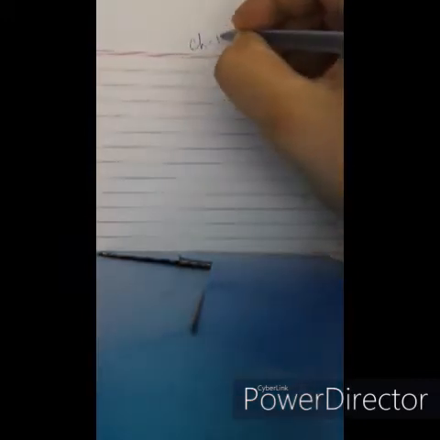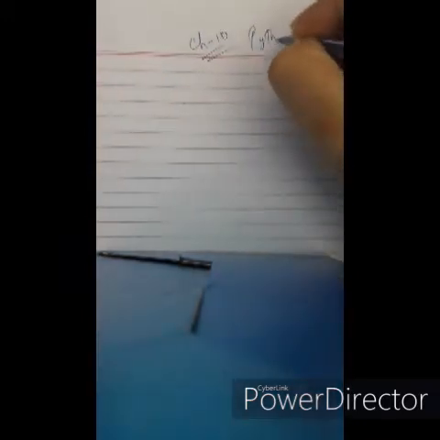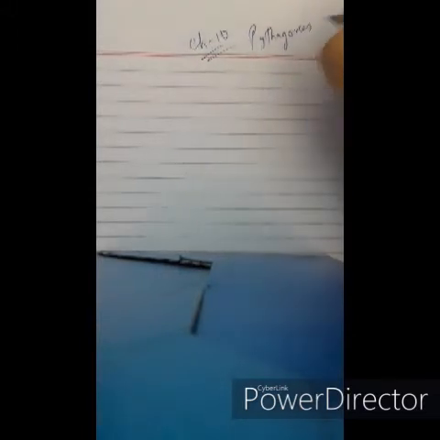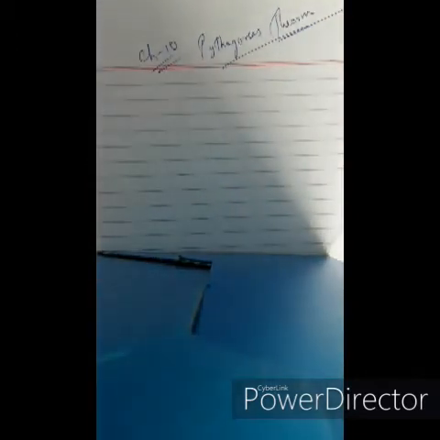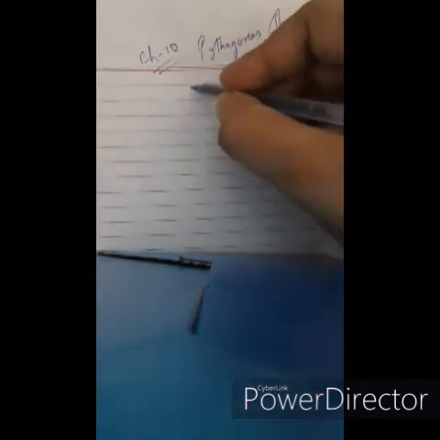So today we'll take a look at Pythagoras theorem, chapter 10. Pythagoras theorem is basically for right angle triangles.